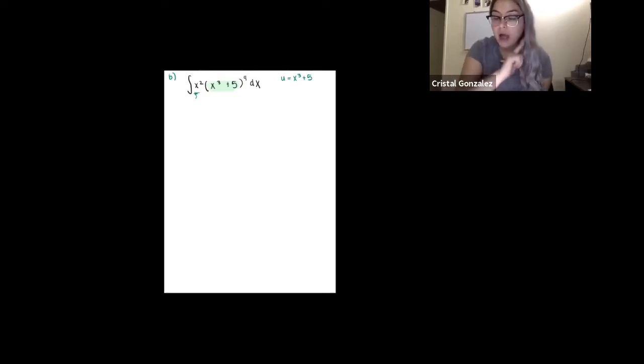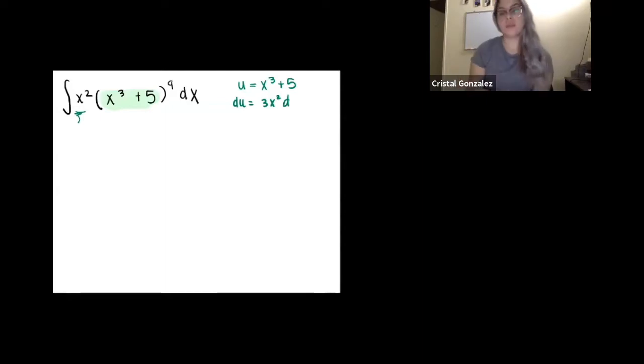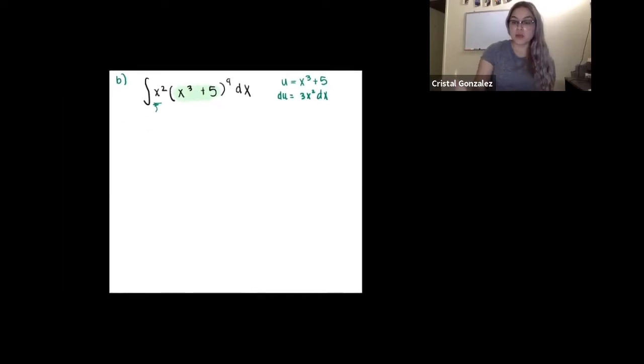And so if we take the derivative of u with respect to x, we're going to get du is equal to the derivative of that top part, which is 3x squared. The derivative of the 5 is just 0, and now we have to write dx. Okay, cool, because we were just able to replace this, have something for dx, and now look, we have an x squared and an x squared over here.